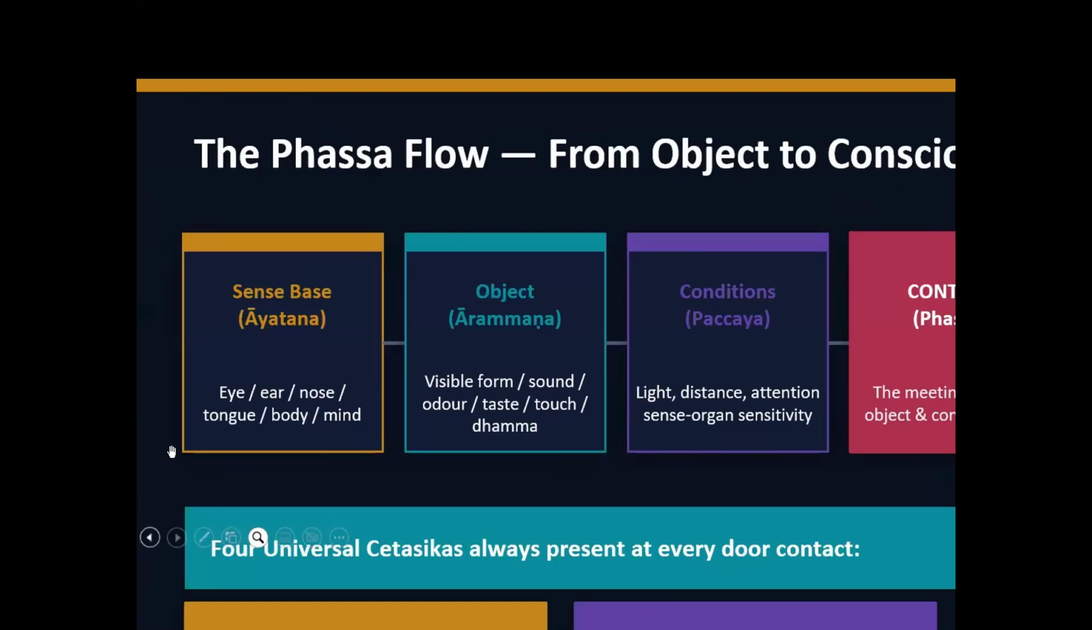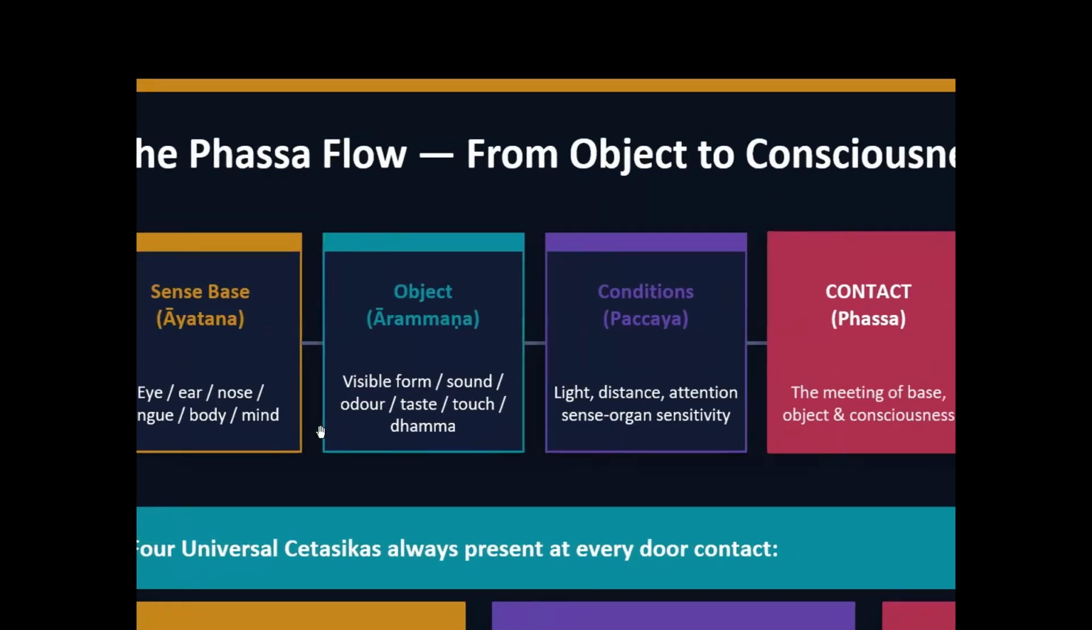So sense bases, we talk about eye, ear, nose, tongue, body, and mind. Then with the sense bases, we can have object contact: visible form, sound, odor, taste, touch, and dhamma. Dhamma is more related to the mind. Then with this sense base, you are able to capture the object, then we are conditioned.